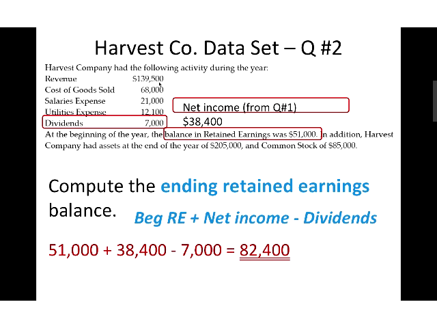Okay, and then on this one, our ending retained earnings will be, our beginning balance is 51,000. Our net income from the first one is 38,400, and our dividends are 7,000. So we subtract those out.